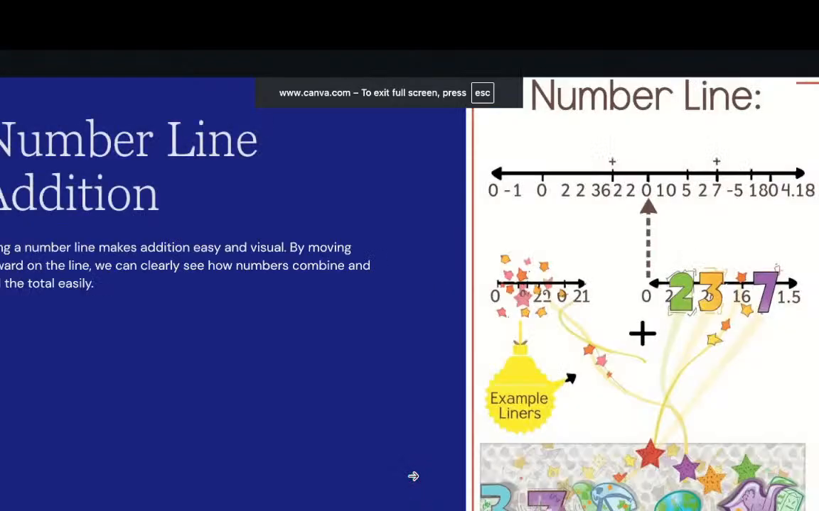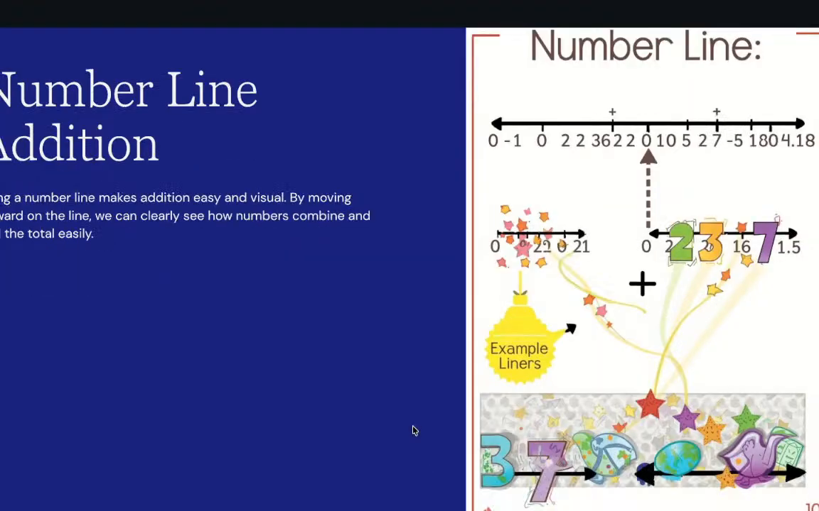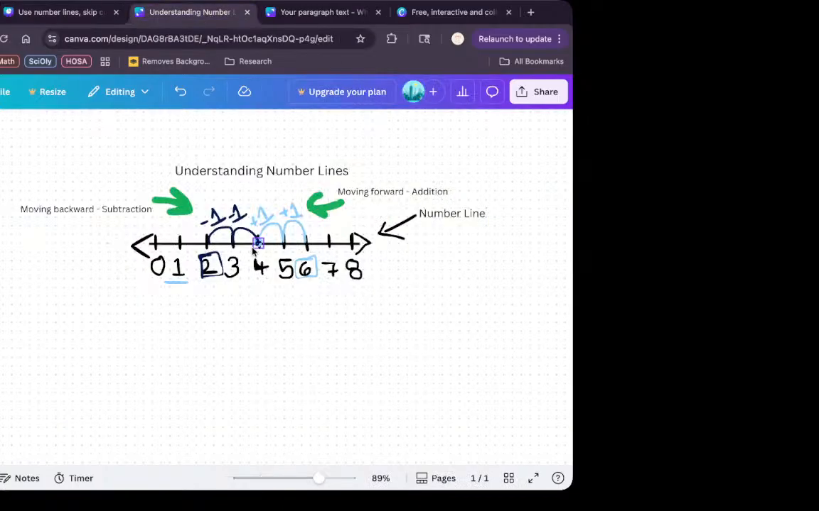So, number line addition, which is basically what we just did. Using a number line makes addition easy and we can visually see it. By moving forward on the line, we can clearly see how many numbers combine and find the total easily. Here, I'll show you. Over here, let's say we move this 4 times. 1, 2, 3, 4. Our final number is 8. And 4 plus 4 equals 8.